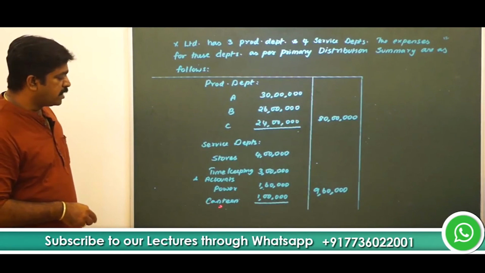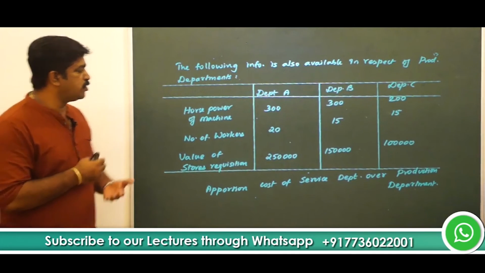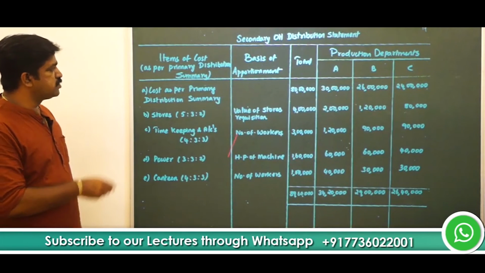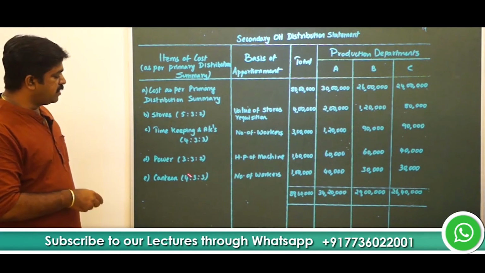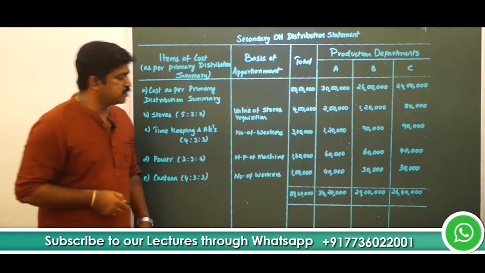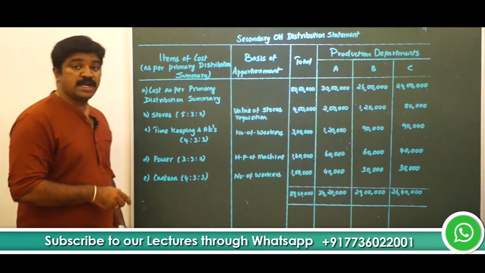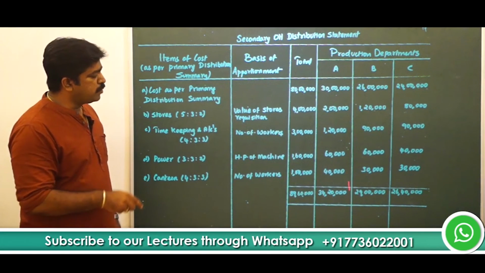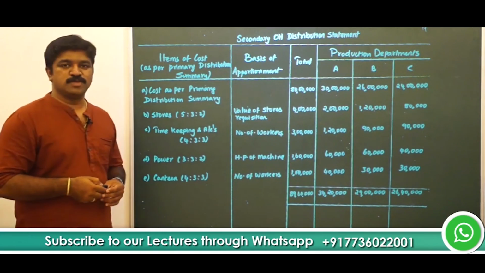Next, canteen 1 lakh. This can be apportioned on the basis of number of workers, so the ratio is going to be 4:3:3. The basis of apportionment is number of workers, and the total amount is 1 lakh. So 1 lakh divided by 10 multiplied by 4, 3, 3 gives you 40,000, 30,000, 30,000. And let's total this now. The total column is going to be 89 lakh 60,000. Production department A 34 lakh 20,000, production department B 29 lakh, production department C 26 lakh 40,000.